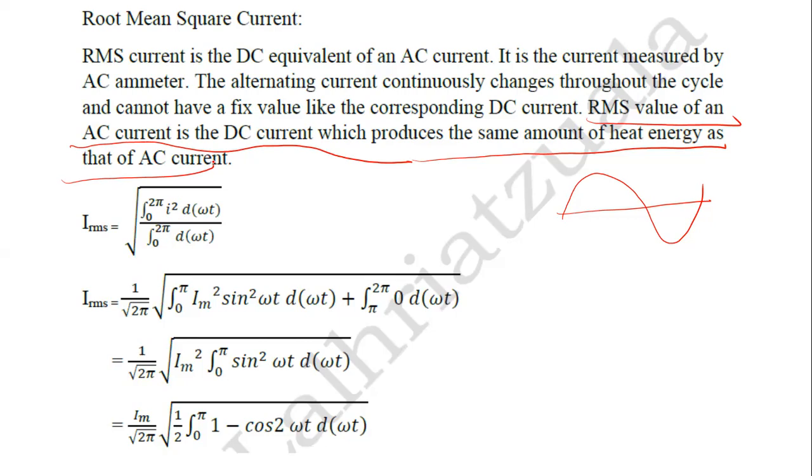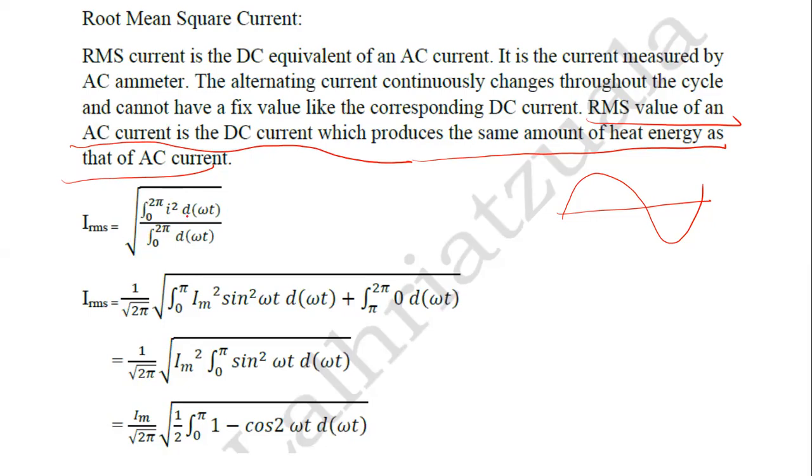If the same amount of heat is generated by the DC signal as that of your AC signal, then the value of the DC signal is what we call the RMS current. Okay, RMS current. As the name implies, root mean square current means you take the square of the current, take the mean, and then take the root.